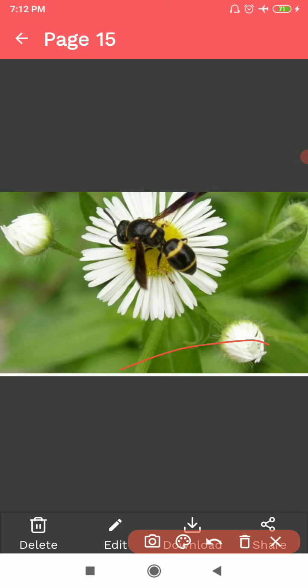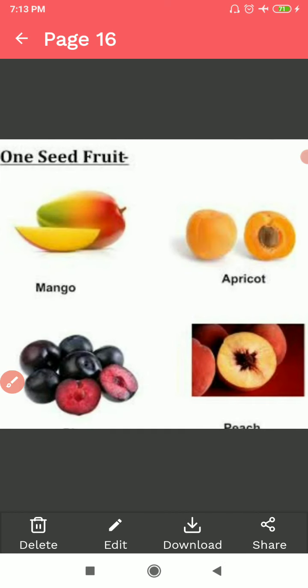Fruits that can be eaten are called edible fruits, and fruits that cannot be eaten are called non-edible fruits, like datura, foxglove. These fruits cannot be eaten, so they are non-edible fruits. But the fruits like mango and banana can be eaten, so they are called edible fruits. There are different types of fruits based on the number of seeds. Some fruits have only one seed, like mango, almond, apricot, peach, and cherries.